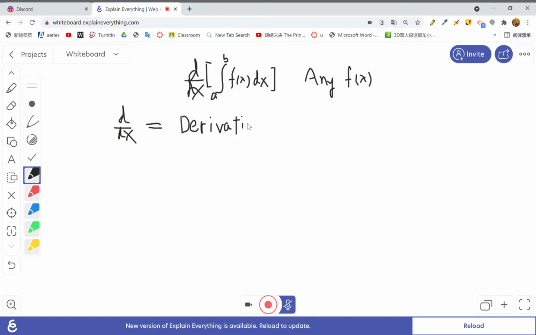And what does this thing exactly mean? I know that's the derivative, okay? But what does that even mean? What does that tell us? What does the derivative really tell us about a single graph?